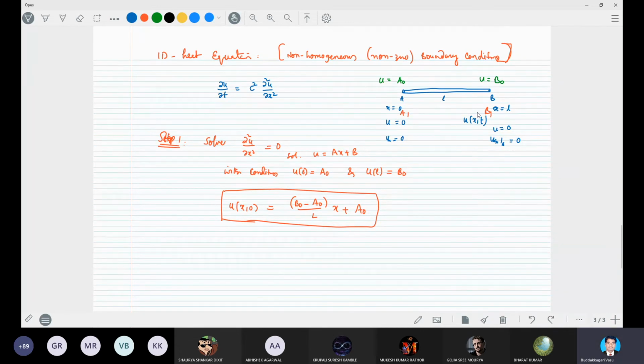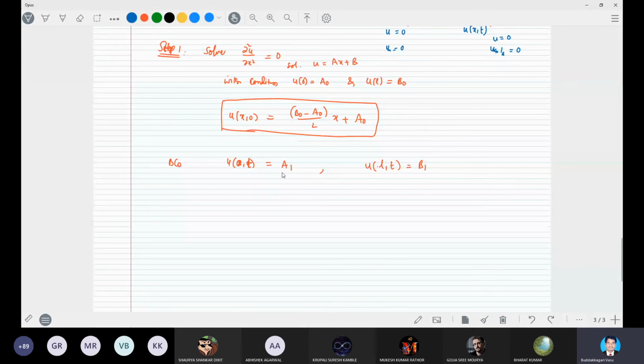Now the new conditions are there. Once the steady state is reached, these end points are maintained at A1 and B1. So the boundary conditions become u(0,t) is equal to A1 and u(L,t) is equal to B1. Thus the problem is to be solved using these boundary conditions and the initial condition.